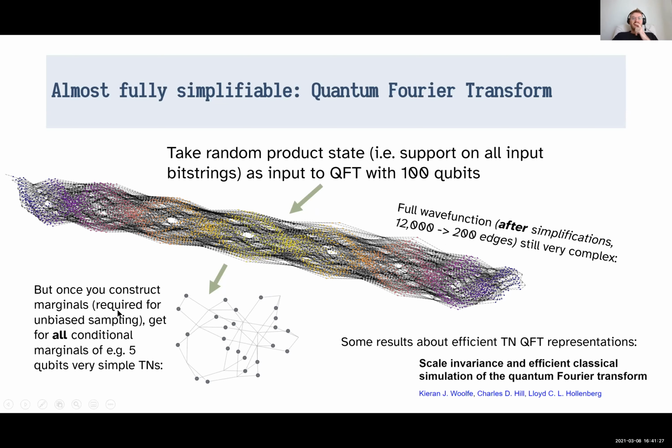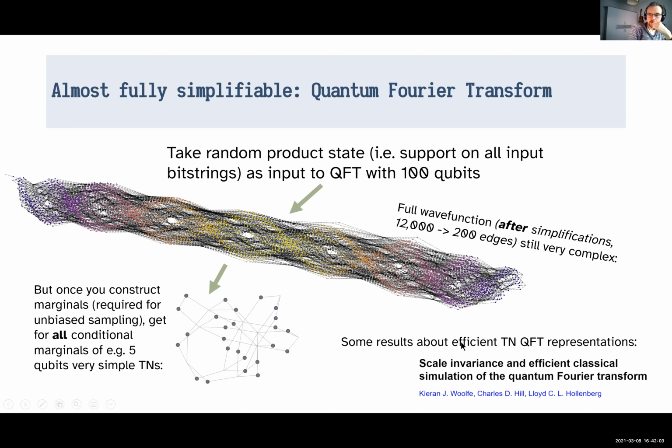But once you construct marginals for this wave function, so you say, what's the probability of getting this bit string on these 5 qubits given this prior result and these qubits traced out, fairly surprisingly to me, all of the marginals in this object really simplify all the way down to very, very simple tensor networks like this. Some small constant or proportionality larger than the size of the marginal you're computing things for.